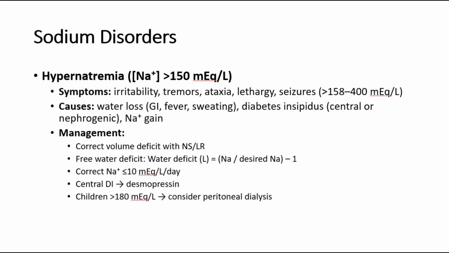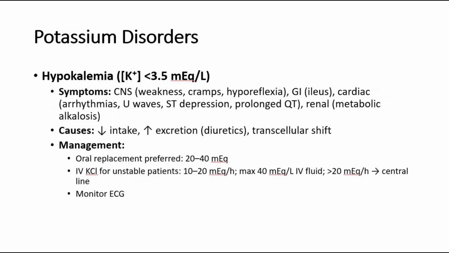Potassium disorders are significant due to their effects on cardiac conduction and neuromuscular function. Hypokalemia, with potassium below 3.5 meq/L, causes weakness, cramps, hyporeflexia, ileus, and dysrhythmias. It most commonly results from diuretic use, increased renal or gastrointestinal losses, or transcellular shifts. Oral potassium replacement is preferred in stable patients, while intravenous potassium chloride is used in unstable patients, with careful attention to infusion rates and ECG monitoring.